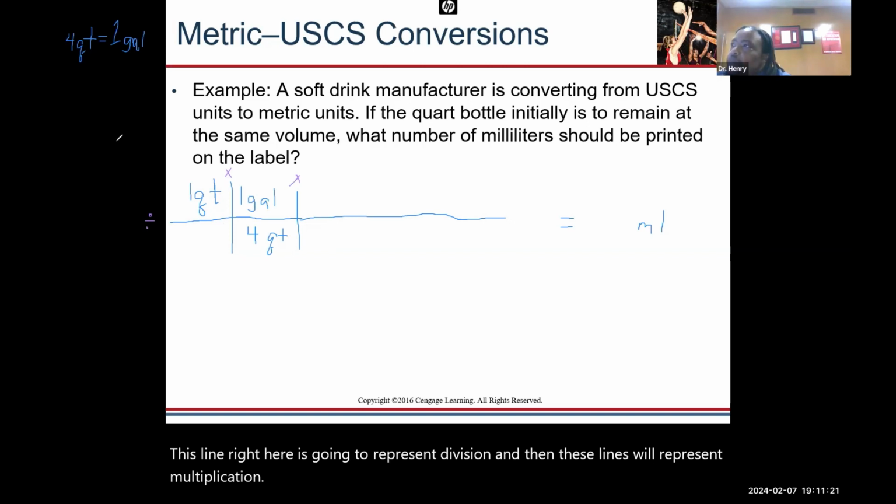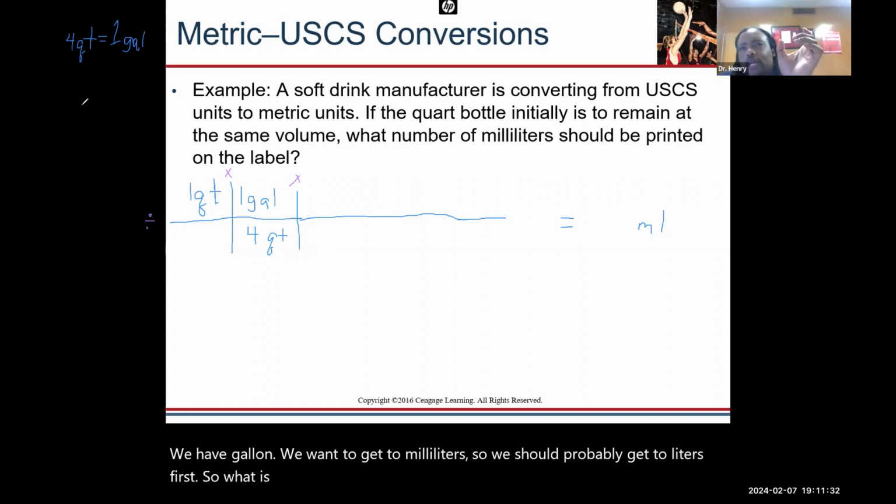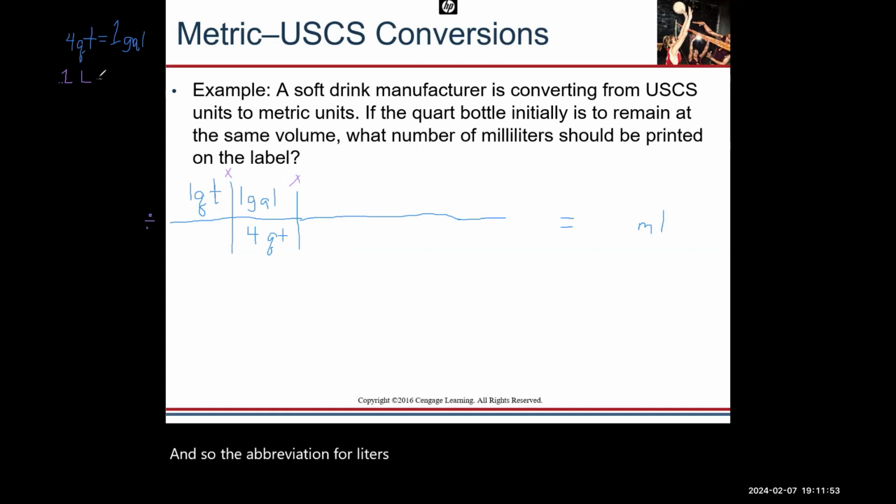Okay, so we have gallon. We want to get to milliliters. So we should probably get to liters first. So what is the conversion for gallons to liters? The abbreviation for liters is L. Is it 3.78541178? That's right.